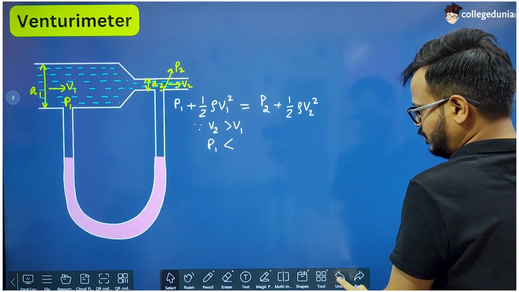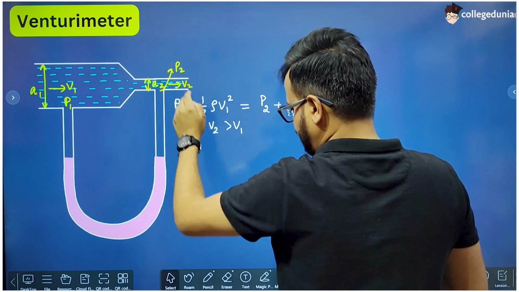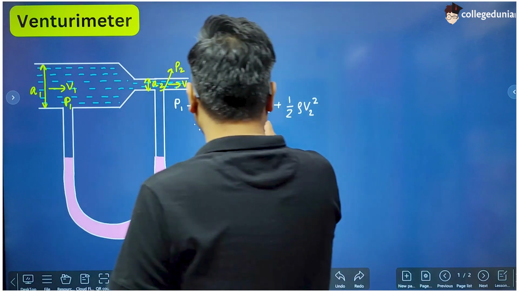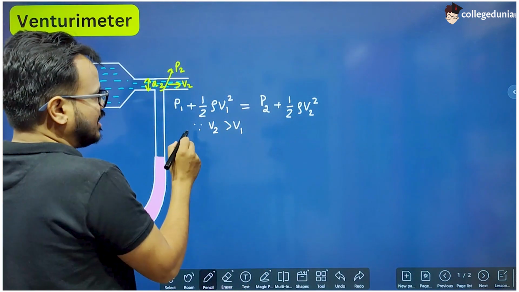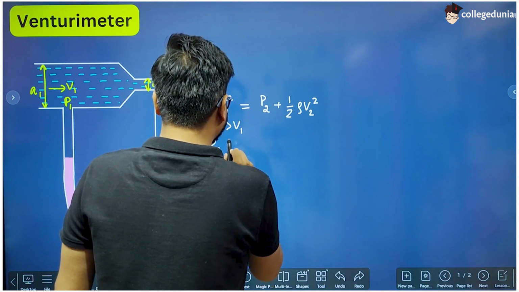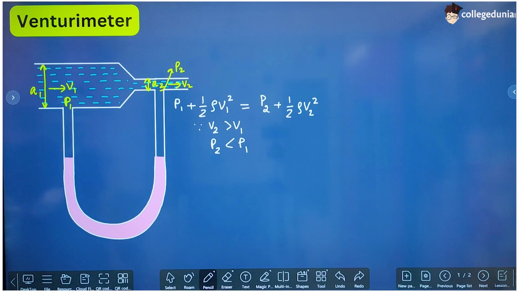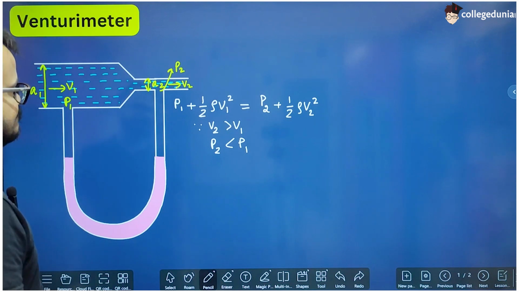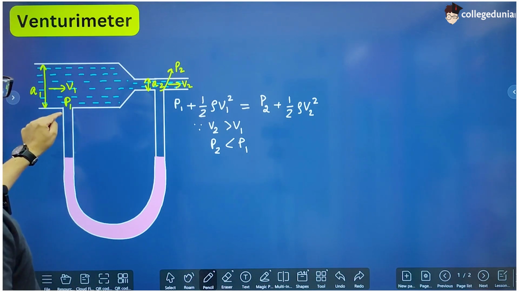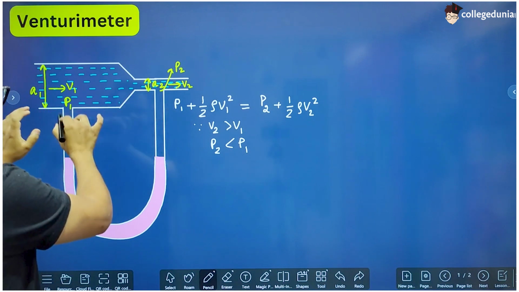Wait. If the velocity at this point is more, then the pressure at this point is less, only then will this sum be equal. Velocity at this point is more, so the pressure at this point, that is P2, is less than the pressure P1. So P1 pressure is more, right? So this pressure is more than this pressure, and this pressure is less than this pressure.